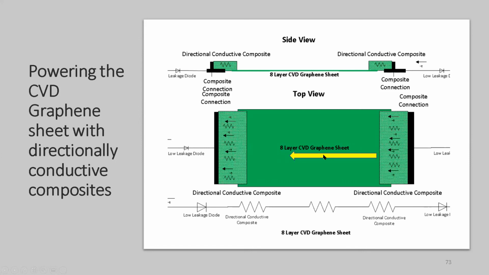And this is an example of using an 8-layer CVD graphene sheet. The more layers you have, the more current you can apply through it.